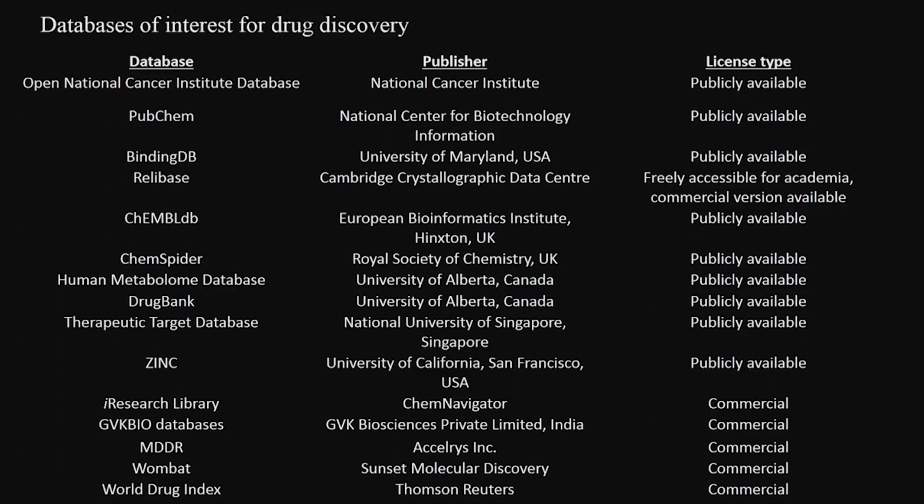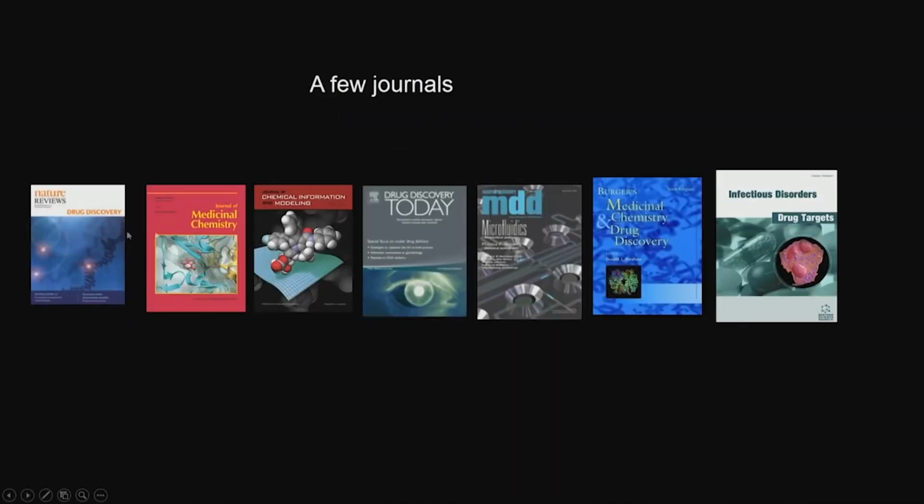That means if you make a payment, you will be able to get databases which can be used for in silico analysis. Journals: these are a few journals that are talking about computer aided drug discovery, medicinal chemistry, drug discovery today. Some of them deal with reviews, and some of them deal with experimental studies and so on. So I have introduced a large number of resources to you. You can play around, look at some of these databases when you have time, and see how useful they can be.